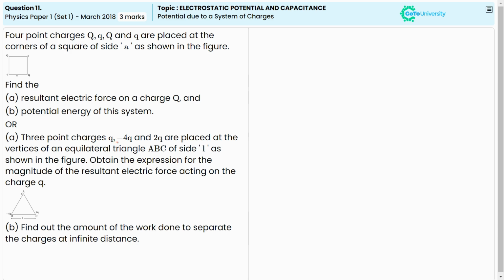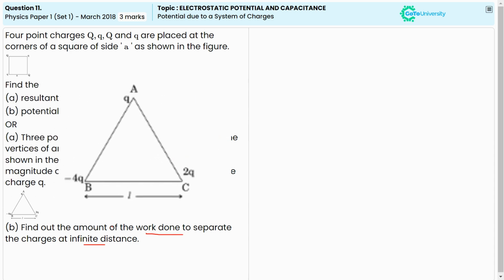Three point charges Q, minus 4Q and 2Q are placed at the vertices of an equilateral triangle ABC of side L as shown in the figure. Now we need to find the second one. Find out the amount of work done to separate the charges to infinite distance. Okay, I'll zoom this image. We already discussed this in the previous video, the same thing. With respect to the same equation, I am going to extend this one.